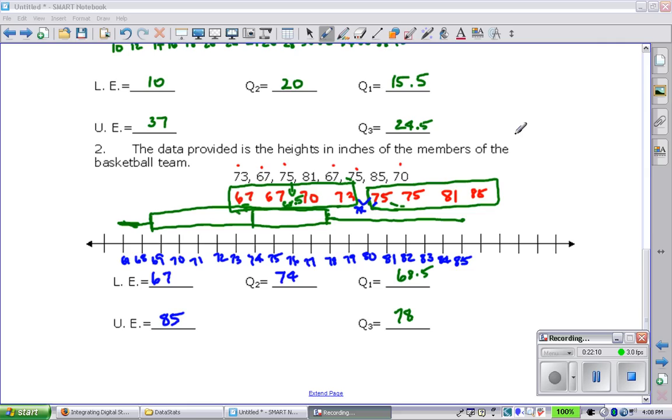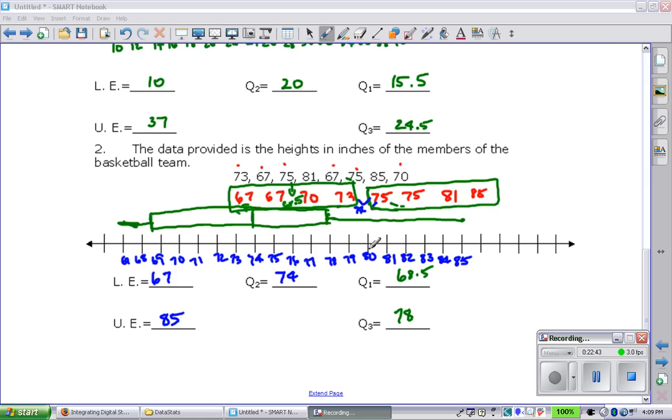So I put my lower extreme, upper extreme in here. My second quartile was actually not a data value since there's 8 numbers. I'm going to have to take the average of the 2 in the middle. So it'd be 74 because it's halfway between 73 and 75. Same thing with quartile 1 and quartile 3. You had 4 numbers to the left and 4 numbers to the right of your median. So you have to take the average of the 2 in the middle, which is 68.5, and then the average of the 2 in the middle over here, which is 78.